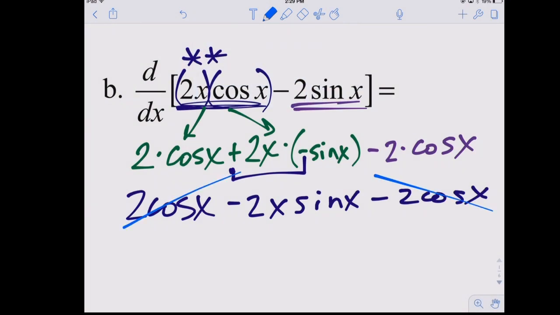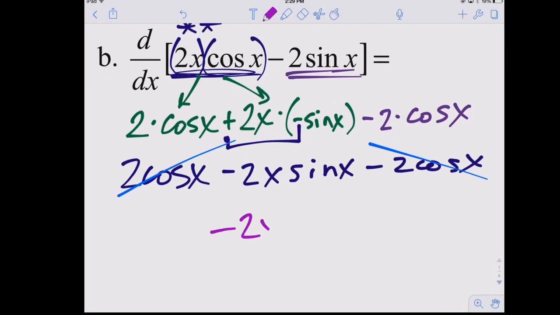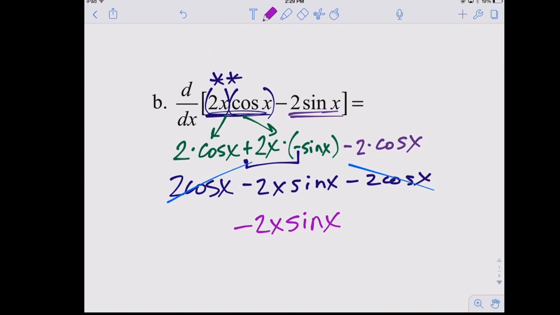Those are opposites. When you add opposites, they cancel to give you 0. And then we just get negative 2x sine of x. So a problem like that, boy, that's a pretty answer choice tomorrow, right?